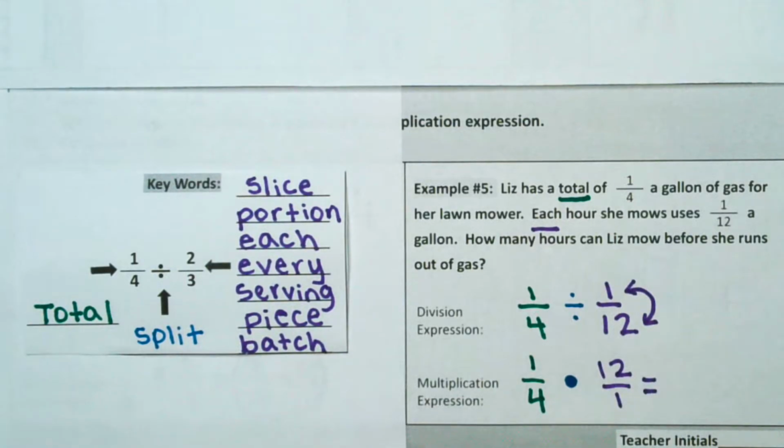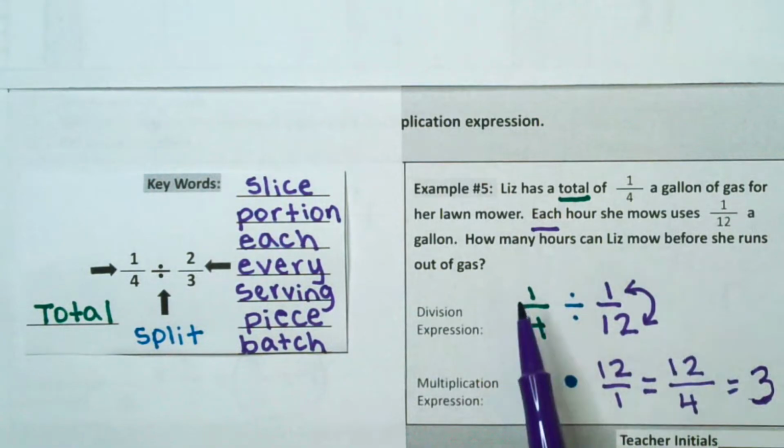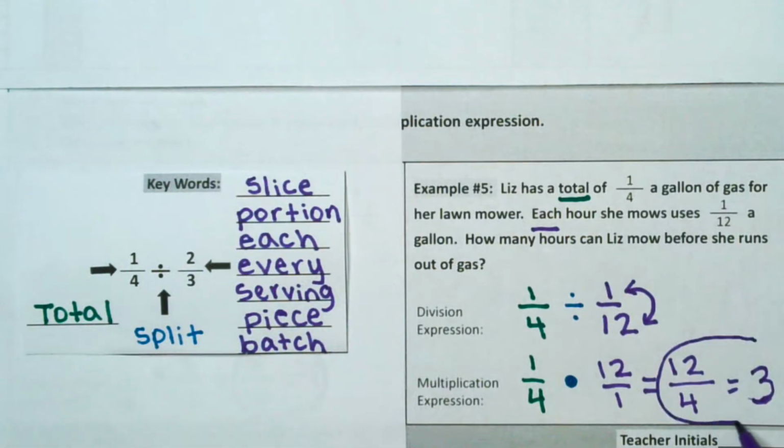And then we just multiply across. 1 times 12 is 12. 4 times 1 is 4. And then remember, we can always divide 12 divided by 4, which is 3. Because our question was originally asking, how many hours can Liz mow? Well, 12 fourths hours really isn't the best answer, but since 12 divided by 4 is 3, we can say Liz mowed 3 hours before she ran out of gas. And then we'll just circle our quotient. Once you have this down, go ahead and flip to page 2.